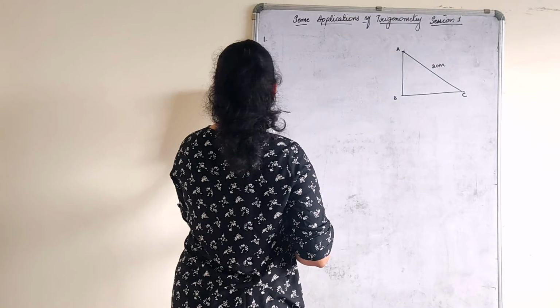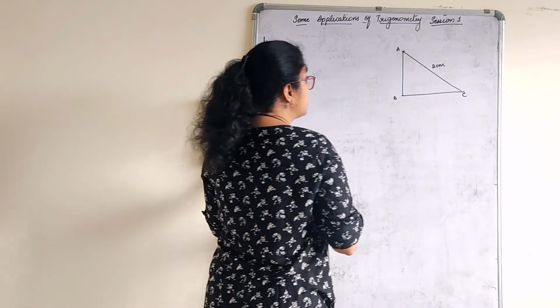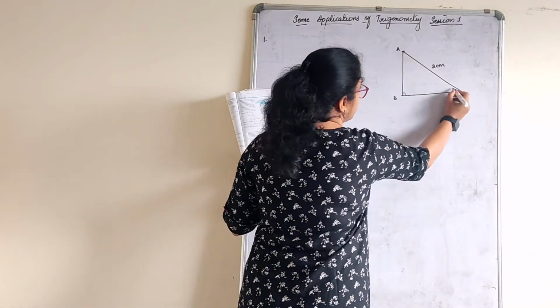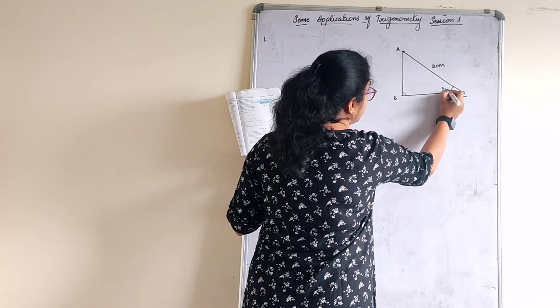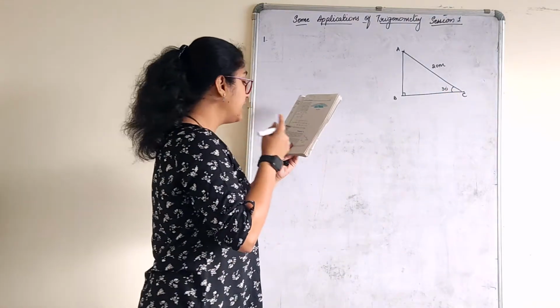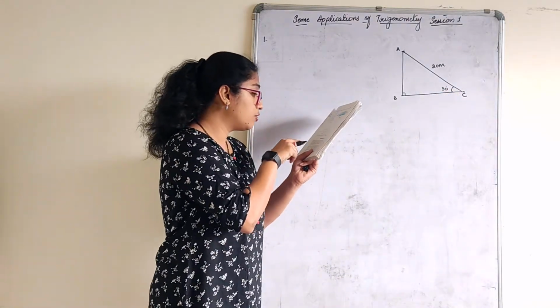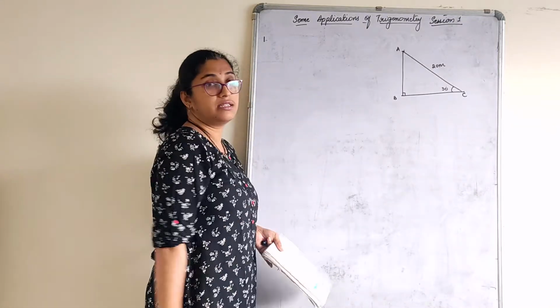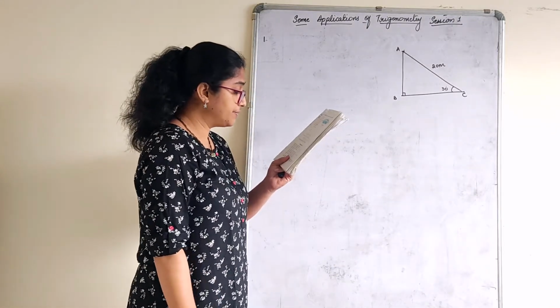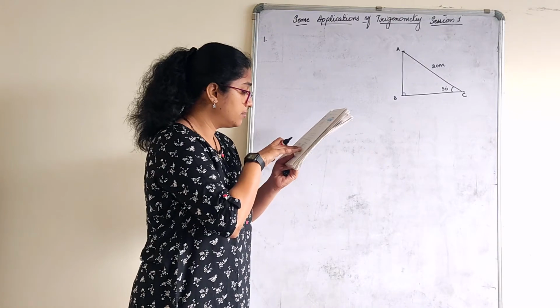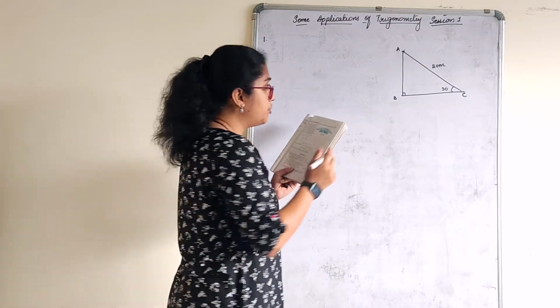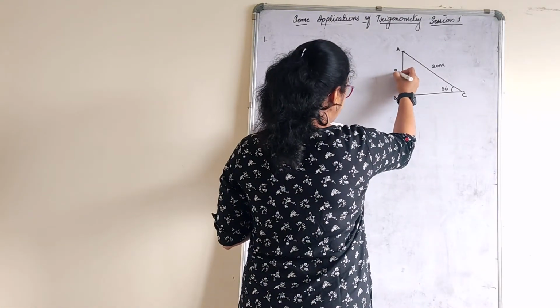If the angle made by the rope with the ground level is 30 degree, of course this will be 90 always. So this is 30, angle made by the rope. See, how do you know this is 30? If the angle made by the rope with the ground level is 30, right? What we have to find? Find the height of the pole. This is what we have to find here.